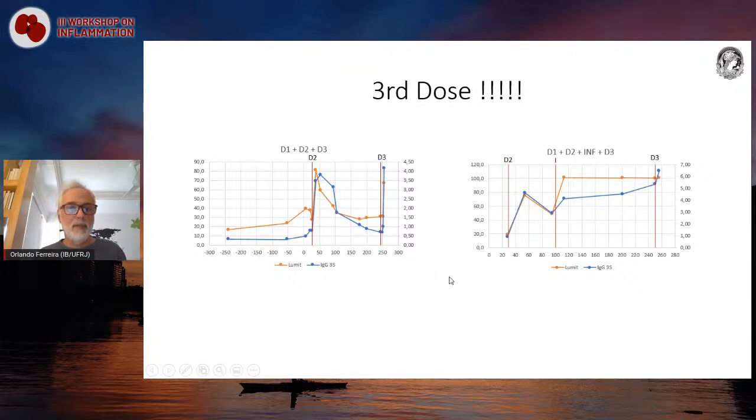So we do believe that the third dose will be important for some individuals that have lost this neutralizing antibody, and maintaining this level high will also help protect him from severe disease.